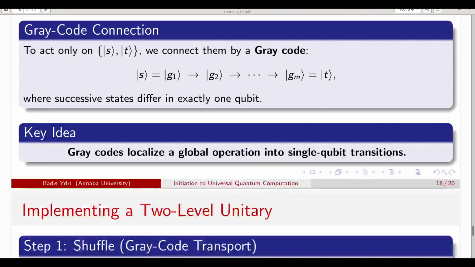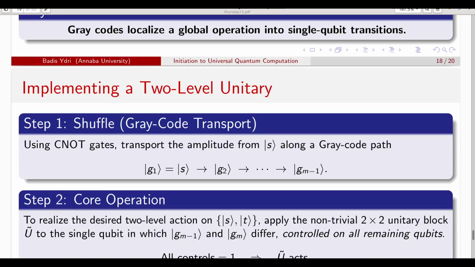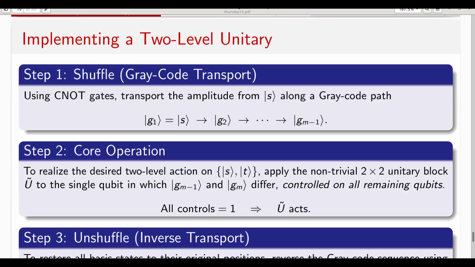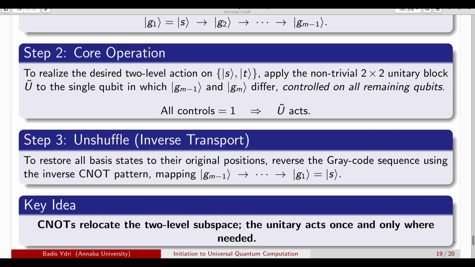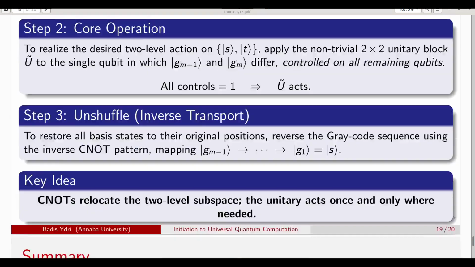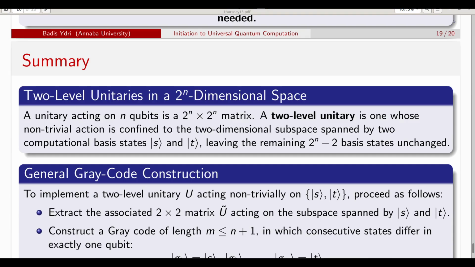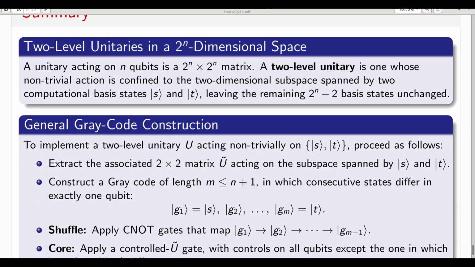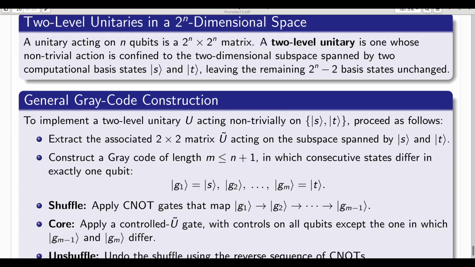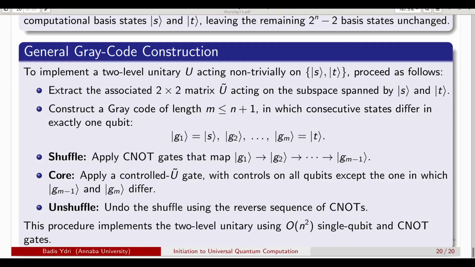The implementation of these two-level unitaries goes as follows. First, CNOT gates shuffle amplitudes along a Gray code path. Then a single controlled two-level operation acts on the target qubit. Finally, the shuffle is reversed to restore all basis states. Universal quantum computation relies thus on reducing any unitary to two-level operations. Gray codes move information locally, CNOT gates reposition subspaces, and a single controlled operation performs the desired transformation efficiently.